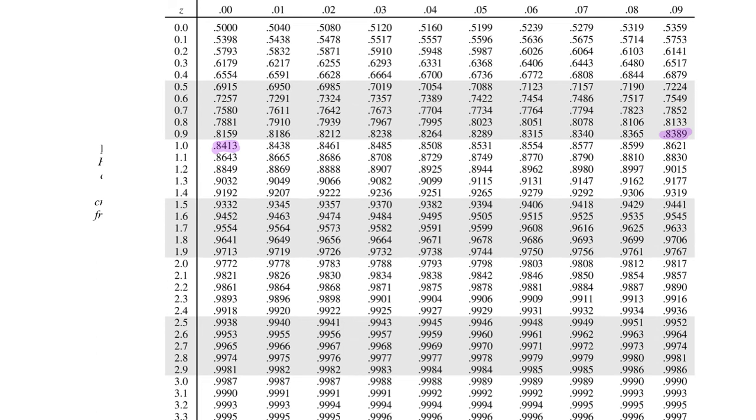0.8389. And which one is closer? It's actually 0.99 that is the closer one. So that's kind of crazy. These are the lies that statistics tells you, is that it's actually 0.99, but that's the closest one to one standard deviation, and that's why we just go ahead and round that to 68%.